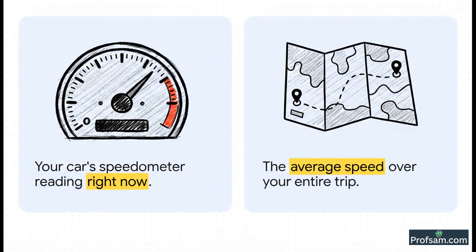To make this crystal clear, let's compare instantaneous rate with average rate. The instantaneous rate, our dy/dx, is like looking at your car's speedometer. It tells you your speed is exactly 60 kilometers per hour right now. But the average rate is like saying, oh, I drove 100 kilometers in 2 hours, so my average speed was 50. Both are useful, for sure, but only the derivative gives you that right now speed.